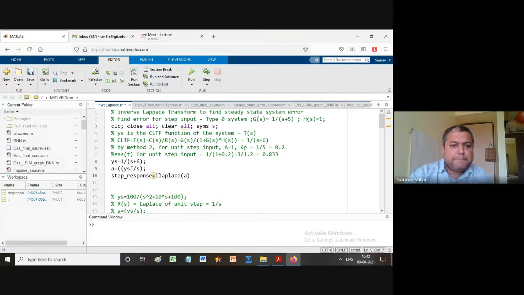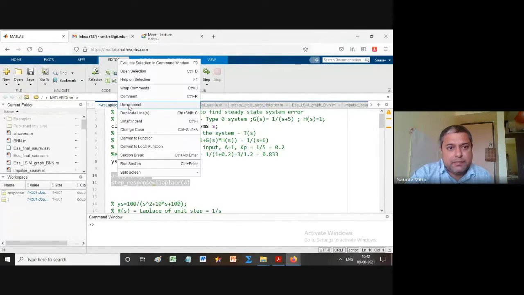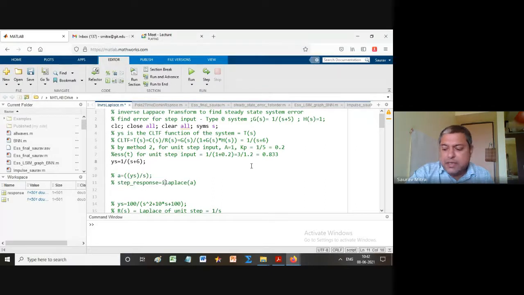Now for the same system, we will be finding the second thing, that is the unit ramp error. How can you find the unit ramp error? For that you have to find kv. So kv is equal to limit s tends to 0 of s into G(s) into H(s). Limit s tends to 0, s into G(s) is 1 by s plus 5 and H(s) is 1. So this is 0 divided by 0 plus 5. So kv is equal to 0.